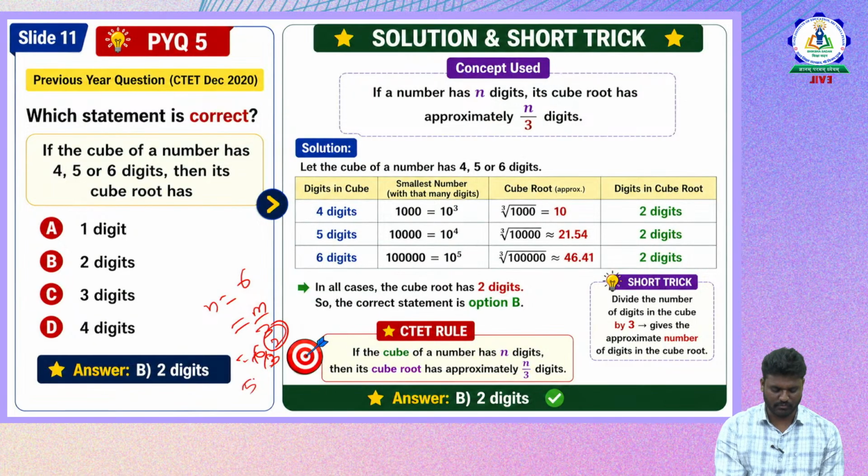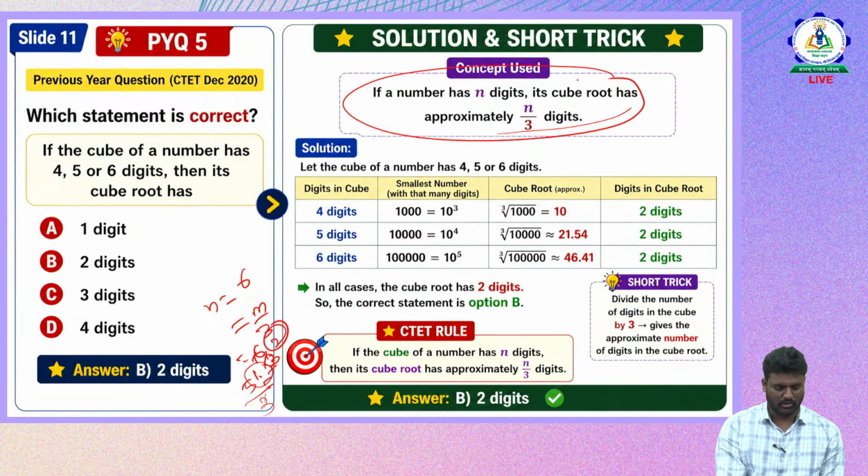Similarly for 5 digits, n is equal to 5 and n by 3, 3 ones are 3, is approximately 1.5, something. So we can say approximately 2 digits again. Similarly for 4, 3 ones are 3 and again we get 1 point something, so approximately we may get 2 digits. By just remembering this concept formula, we can identify the answer from the given options: it is 2 digits.